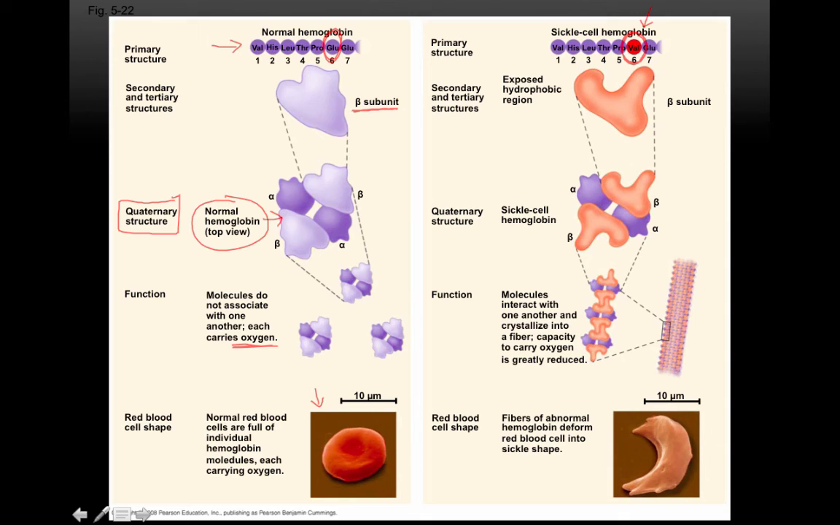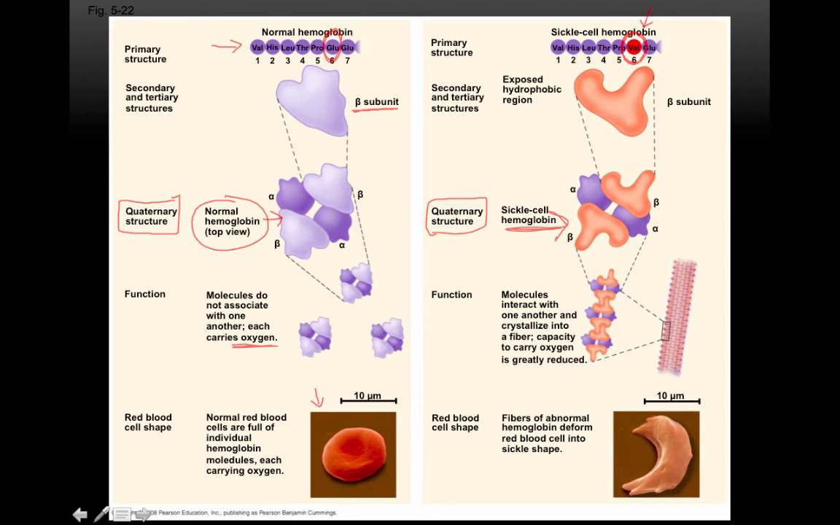When the mutant beta subunits come together with the alpha subunits, the entire quaternary structure for hemoglobin changes dramatically. This is a different shape, and the result is that hemoglobin proteins start to stick to each other.